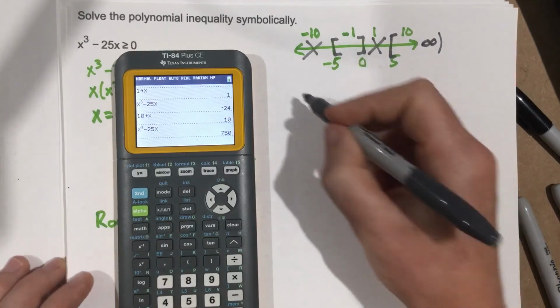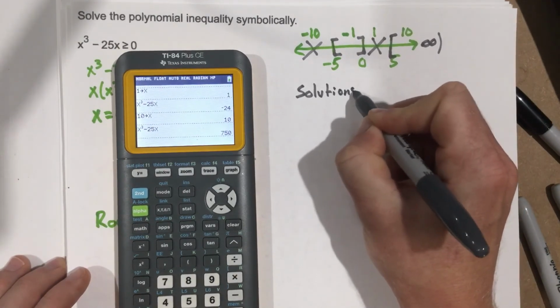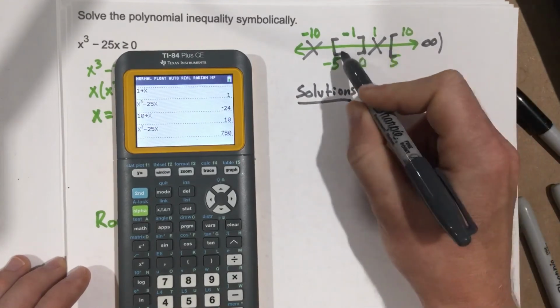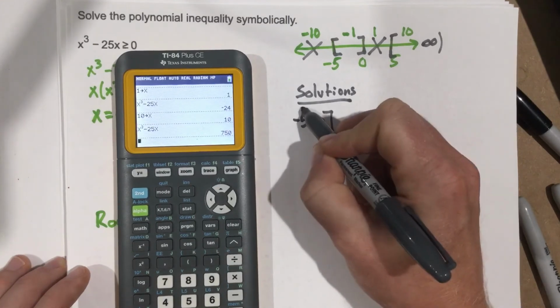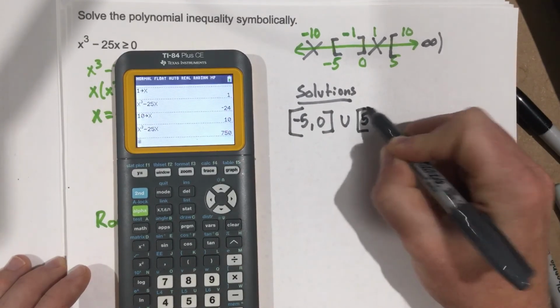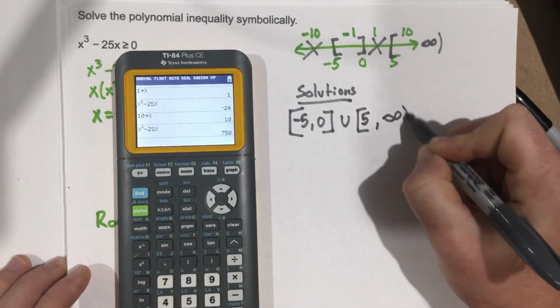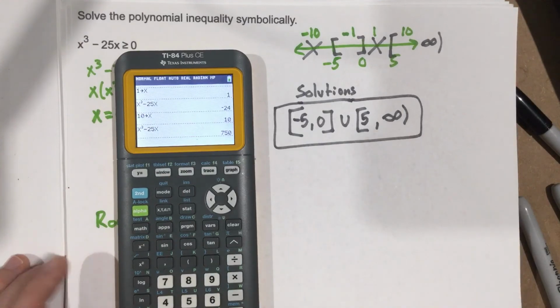So where are my solutions? They go from -5 to 0, union 5 to infinity. And that's the solution set.